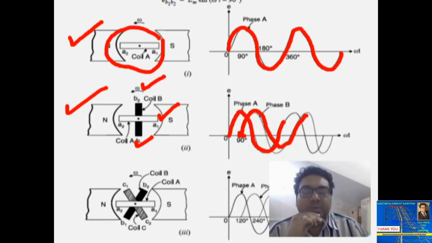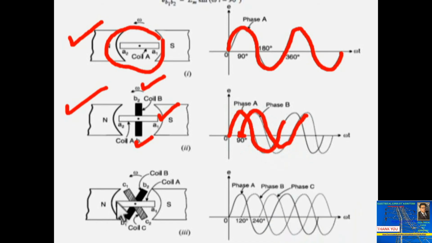So here the phase difference will be 90 degrees, and in the third case, you can see, guys, this is actually a three-phase system where three coils are placed at 120 degrees phase difference apart from each other. You can see, between a uniform magnetic field, this system will produce three EMFs. You can see phase A, phase B, phase C, and what will be the equations? The equations will be the same.